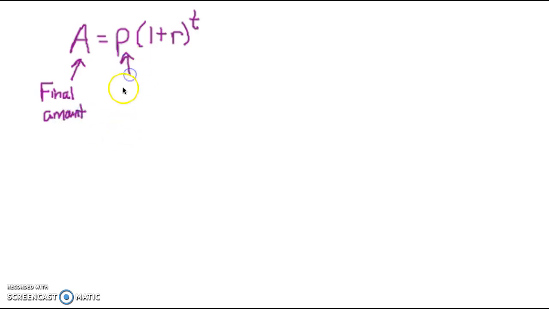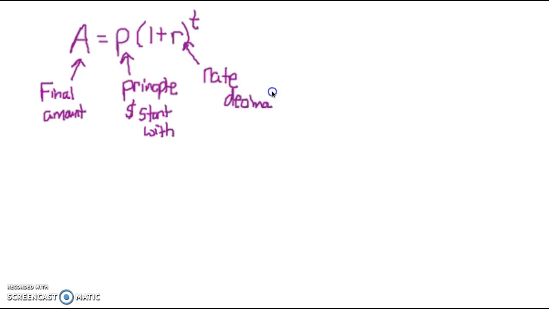P is equal to my principal, P-R-I-N-C-I-P-A-L. This is the amount of money we start with. R is equal to my rate, and that rate always has to be in a decimal form. And T is equal to my time. And we have our time in years.